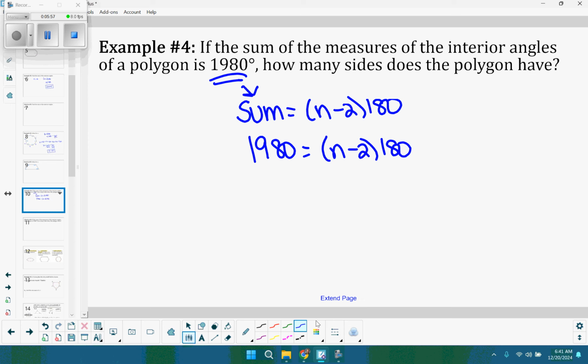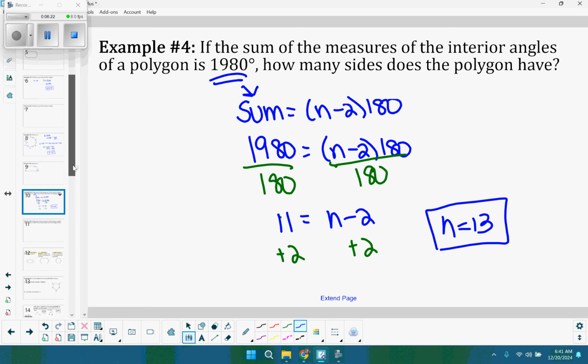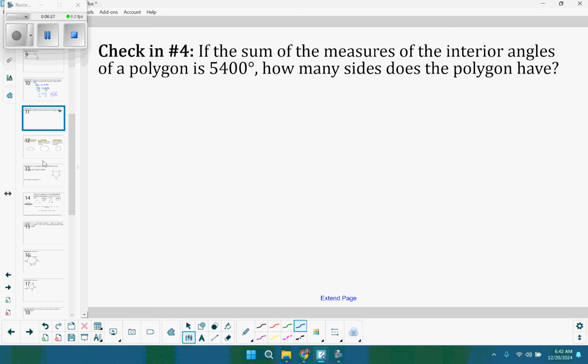So to get n alone, the easiest thing to do right now is to divide both sides by 180, because we were really multiplying 180 by n minus 2. So to get rid of it, we can divide. So now I have 11 equals n minus 2. So now I could just do plus 2 and plus 2. So n equals 13. There would be 13 sides to that polygon. Here's a check-in for you to try. Pause now if you'd like. Answers are posted online.